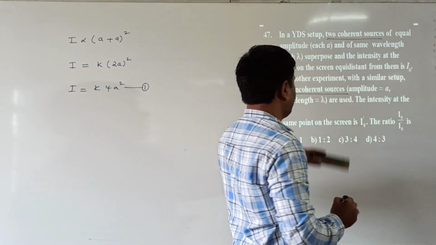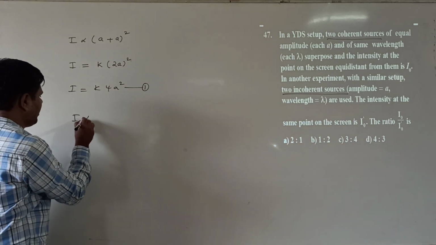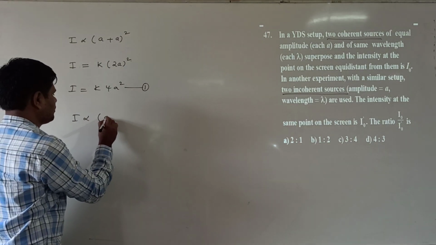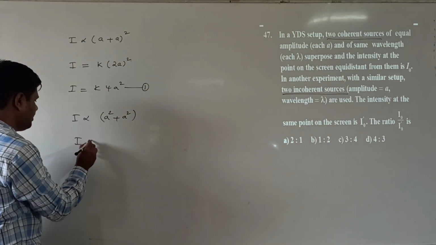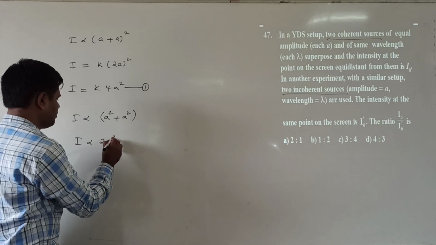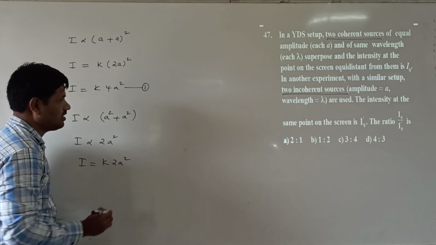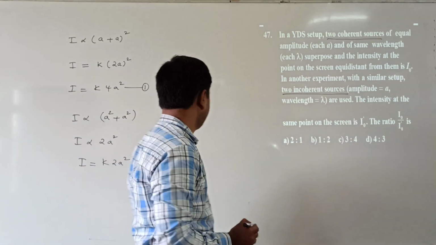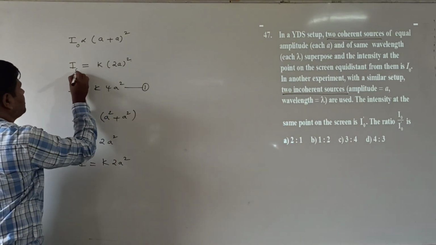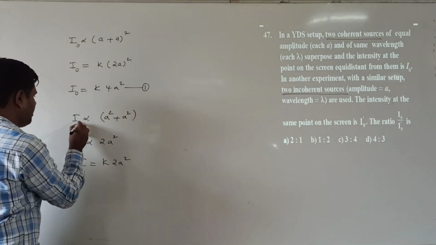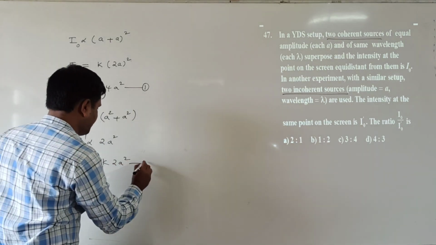Now in the case of incoherent sources, how can we find the intensity? Intensity is directly proportional to A square plus A square, that is, proportional to 2A square. So intensity is equal to K into 2A square. The intensity value given here is I naught dash, and in the first case it is I naught. This is equation number 2.